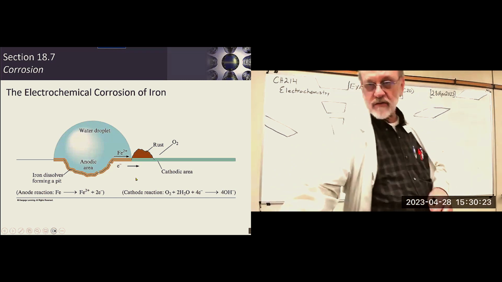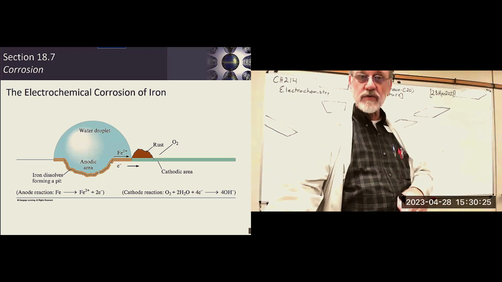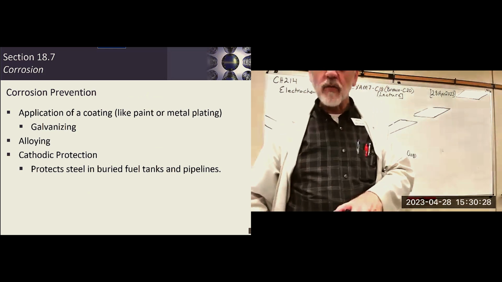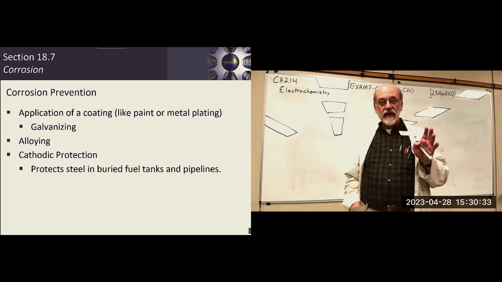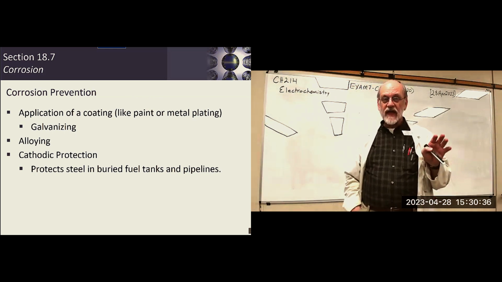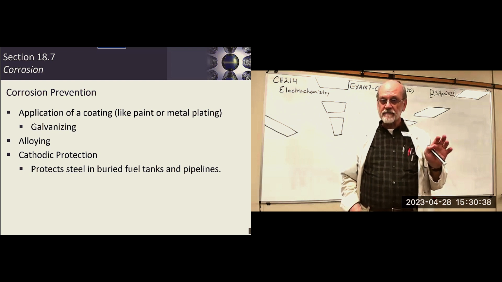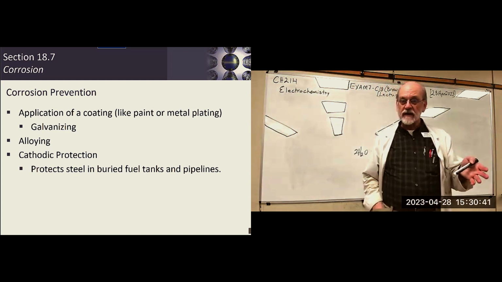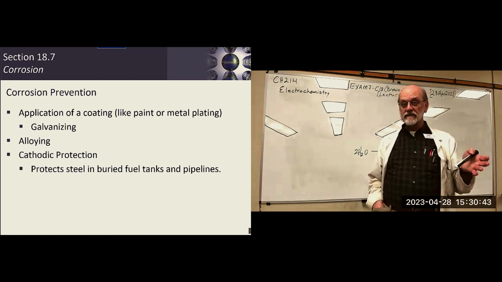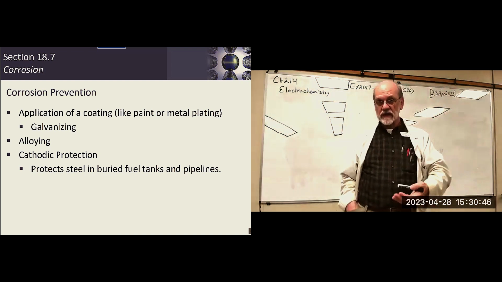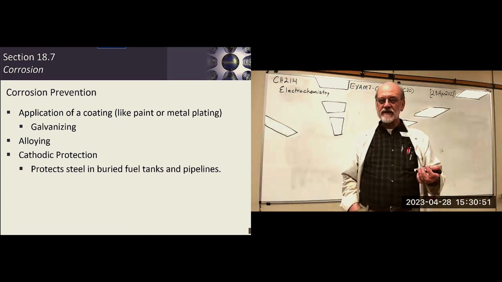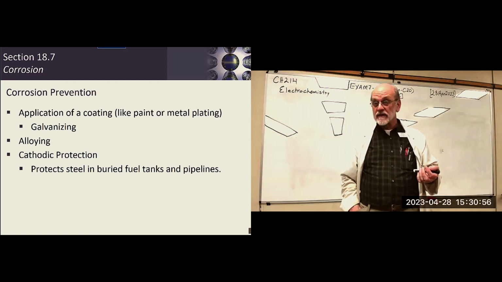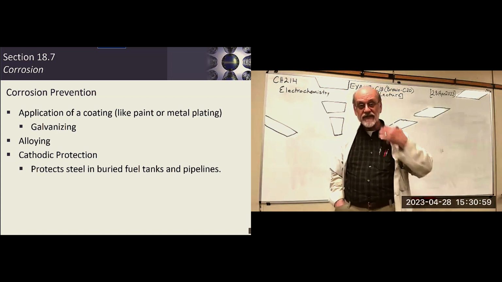So how do you protect yourself from these types of corrosions? Well, there are several ways you can do it, right? If you can keep the oxygen away from the metal and the water away from the metal, then you can stop it from rusting. You can paint it, right? Which you have to periodically do again. You can plate it in a metal that is more active and will corrode faster than the metal underneath it.